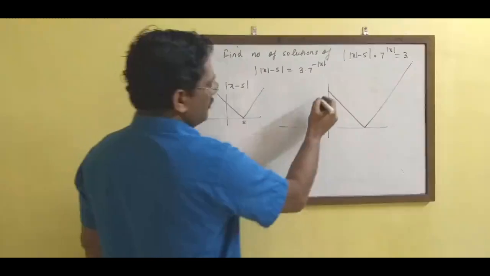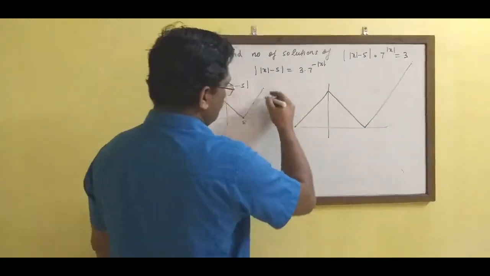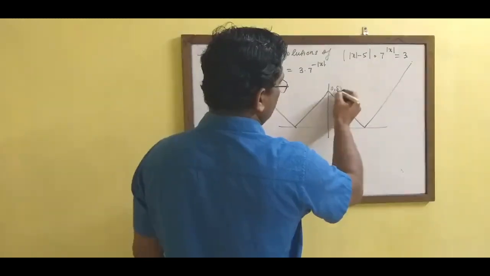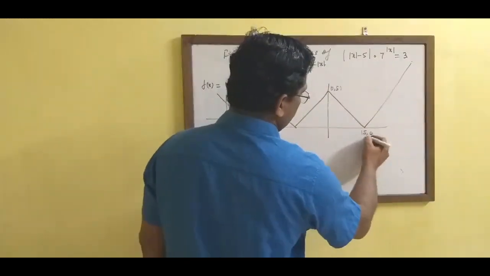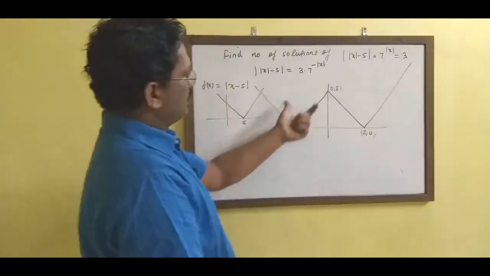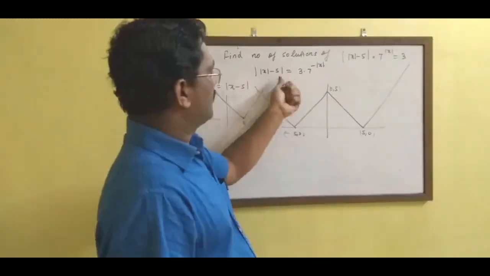And now I will draw the reflection of this part on the left hand side. So, this point will be how much? 0, 5. This point will be 5, 0. This point will be minus 5, 0. So, this is how the graph of left hand side looks like.